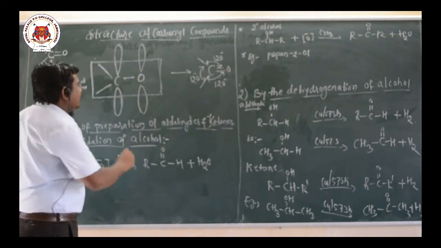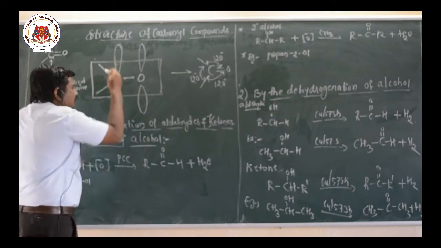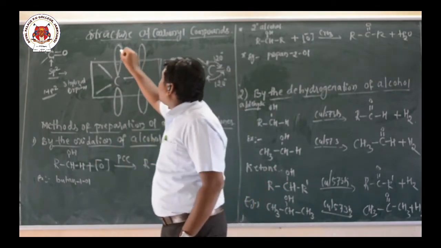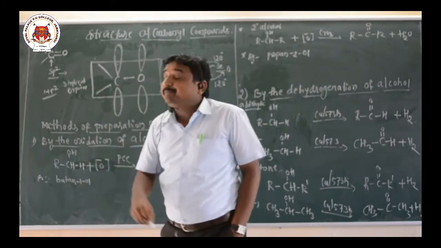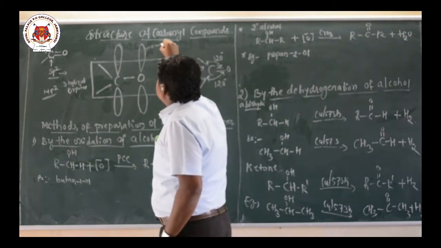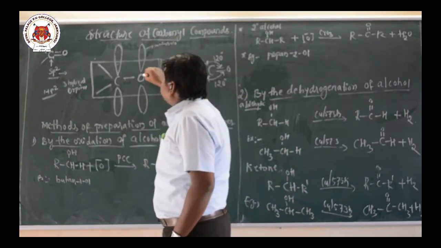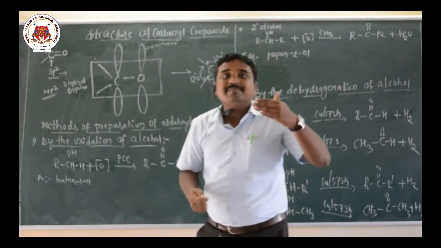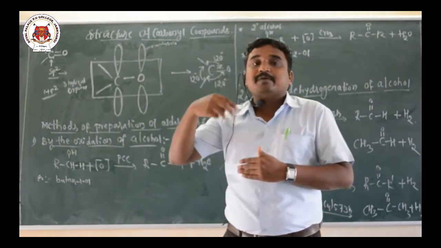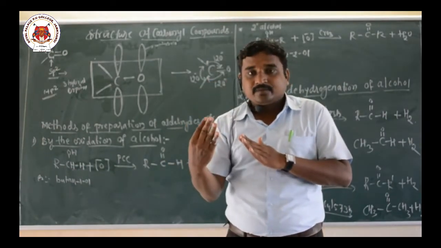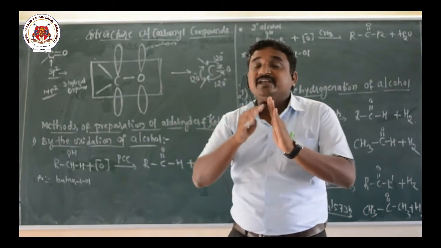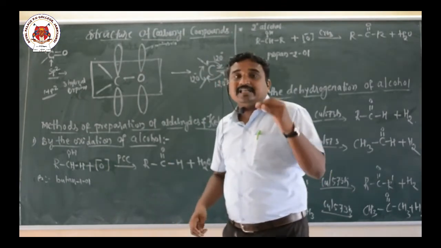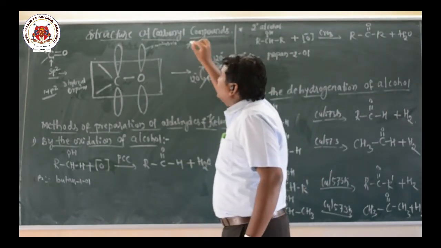Now this unhybridized p orbital, which is perpendicular to the plane of the paper, overlaps with the unhybridized p orbital of the oxygen atom. This is the unhybridized orbital of the oxygen atom, and this is the unhybridized orbital of the carbon atom, perpendicular to the plane. They overlap, forming a pi bond.